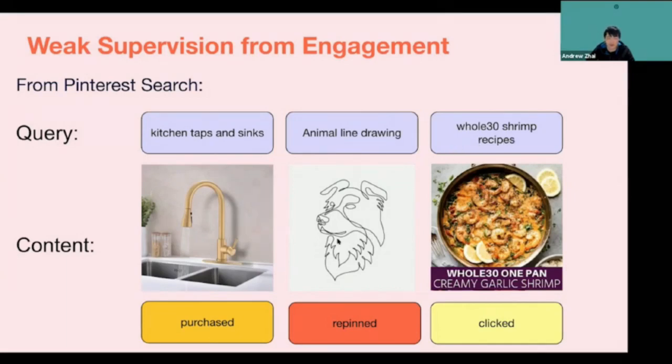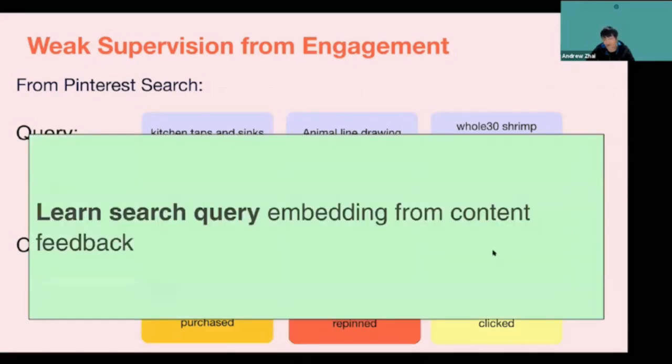You can see here we have a lot of different types of actions, and some action types are more informative than others. For example, a purchase is a pretty strong indicator of a positive relationship between this query and this content, because users need to pay with money, which is a lot sparser an action compared to something like a repin, which is free. That's the overall intention, right? Can we use the fact that a user has told us that this search query and this piece of content have some positive relationship to help us learn the meaning of search queries?